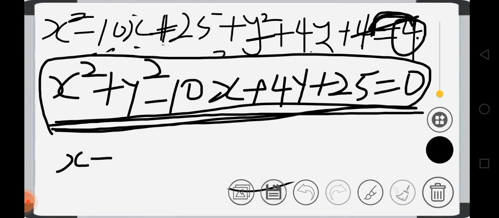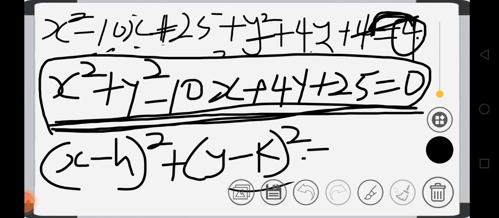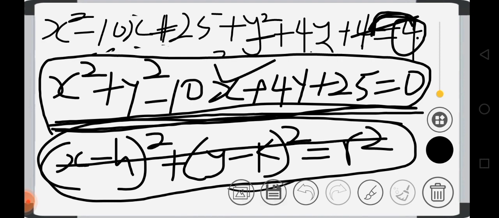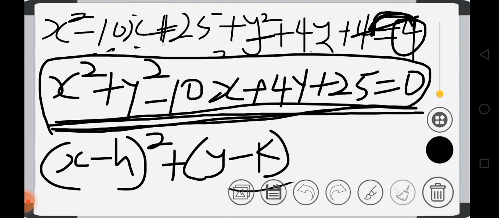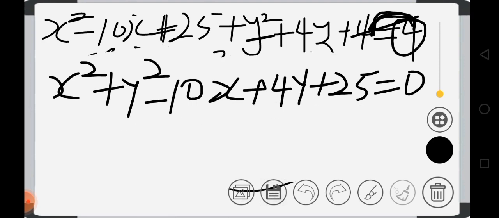Remember what we started from? We started from this place, (x minus h) squared plus (y minus k) squared is equal to r squared. So if you open this one now, you are going to have exactly something like that, but in terms of k, h and r, not in terms of numbers like this. So let's open this now to see what we are going to have. If you open it, look at what you are going to have.